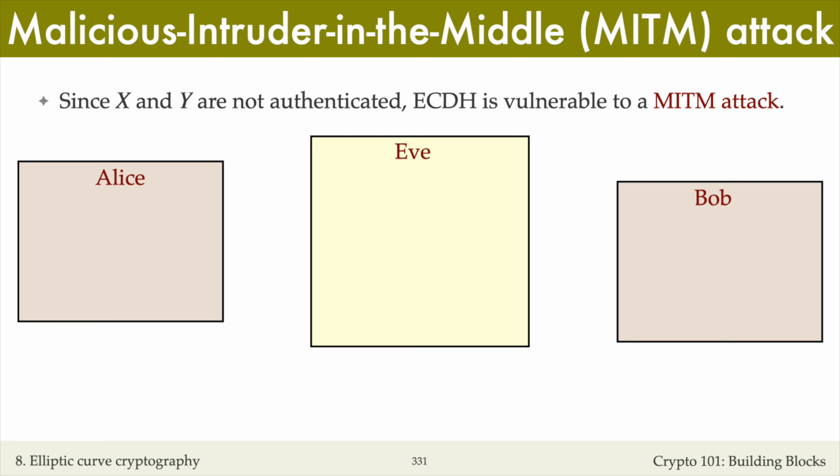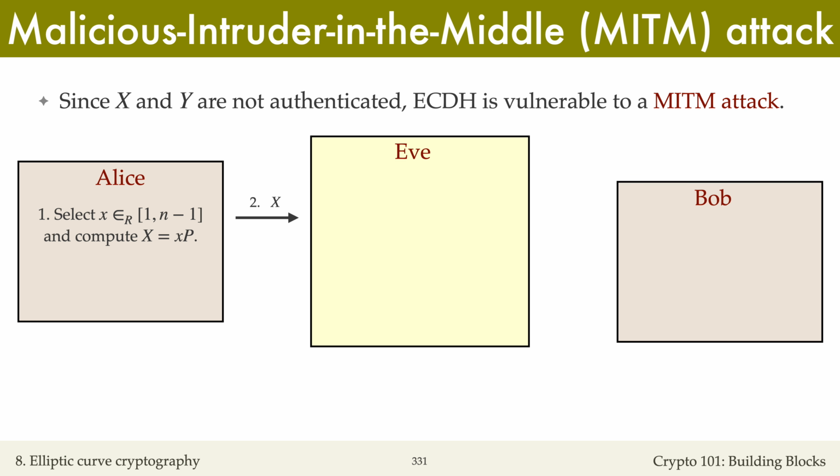Since X and Y are unauthenticated, unauthenticated ECDH is vulnerable to a malicious intruder-in-the-middle attack, MITM. This attack is more commonly called a man-in-the-middle attack, but I prefer the more descriptive term malicious intruder-in-the-middle attack. Here is the MITM attack on unauthenticated ECDH.